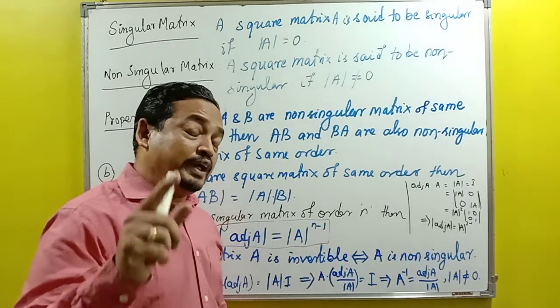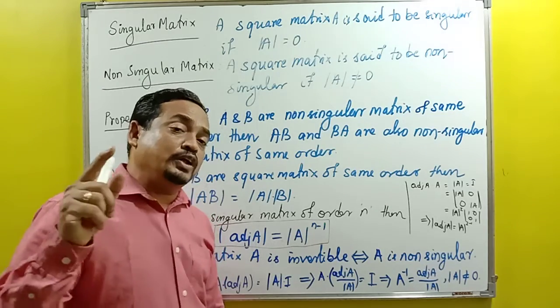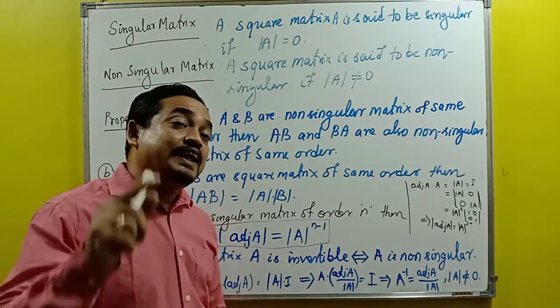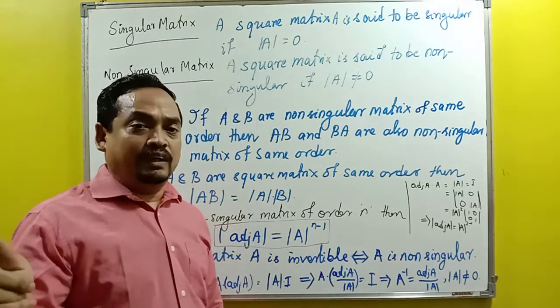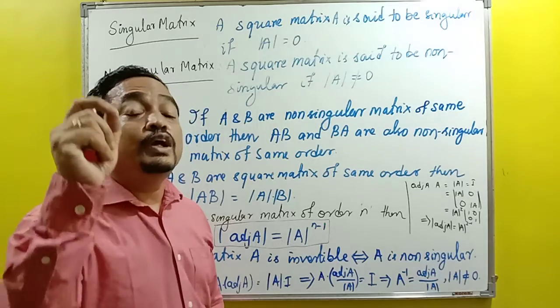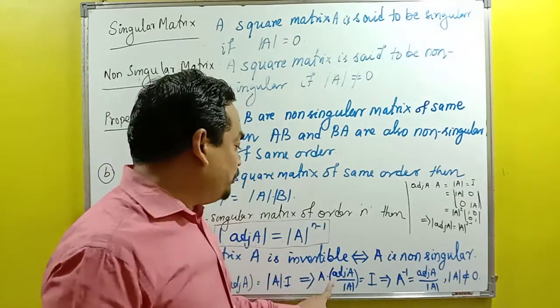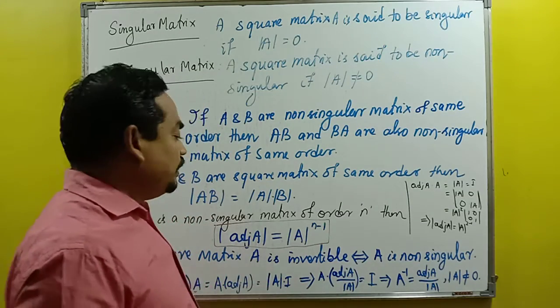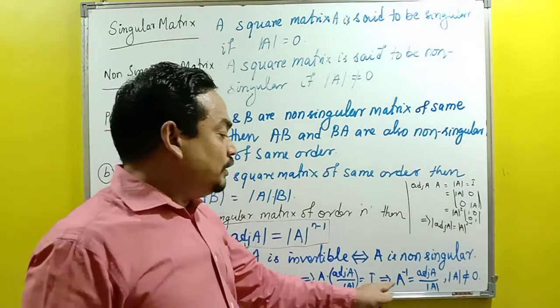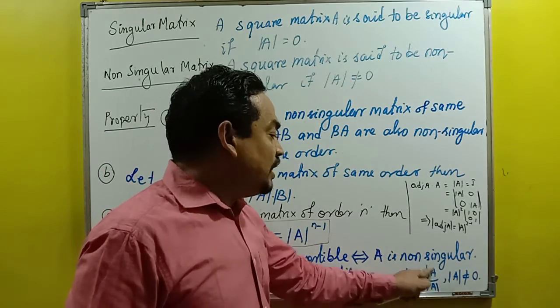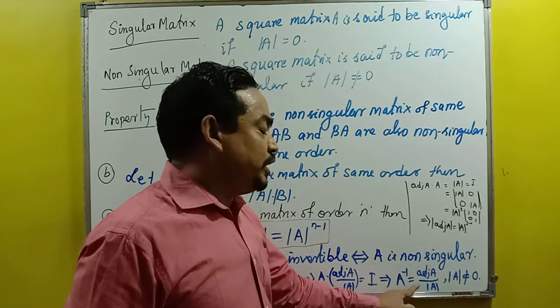One more property to remember, from the elementary operations you studied in matrices: if A into B is equal to B into A is equal to I, then B is the inverse of A. This is in the form AB or BA equals I. So if this is B, then this will be your A inverse. Then A inverse is equal to adjoint A upon determinant A.